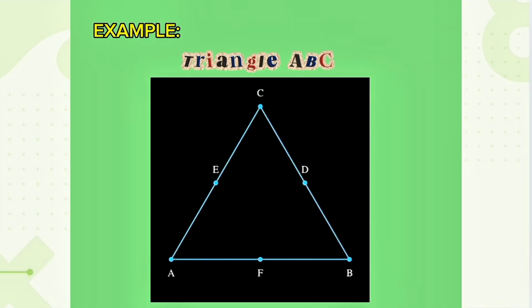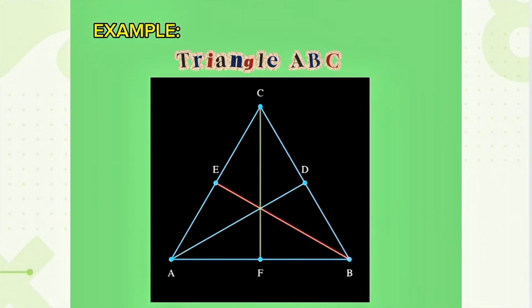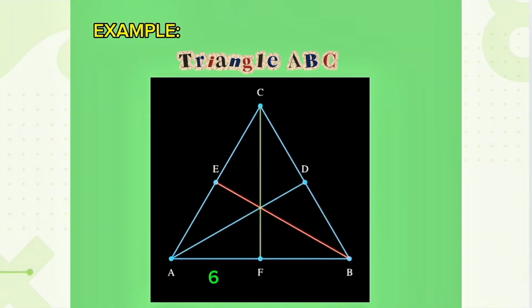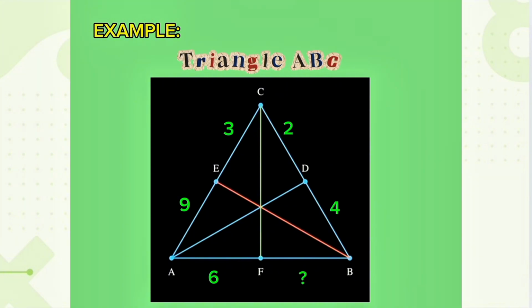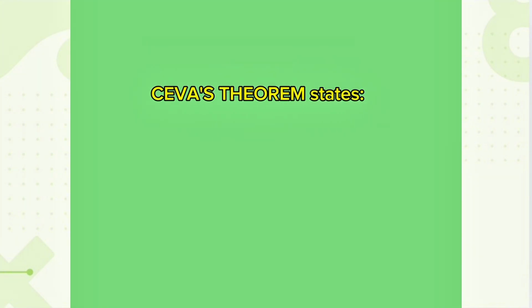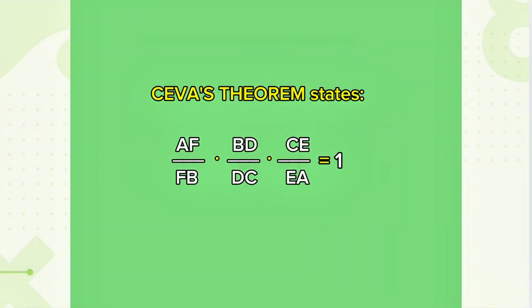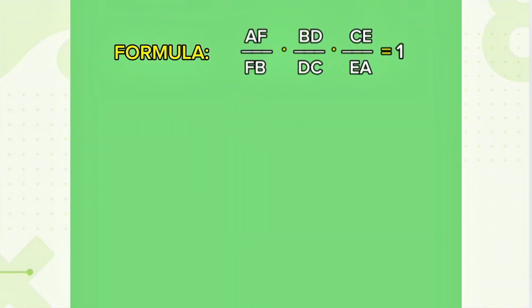For example, we have triangle ABC where points F, D, and E lie on sides AB, BC, and CA. The given segment lengths are AF is equal to 6, FB is unknown, BD is 4, DC is 2, CE is 3, EA is 9. Since the lines AD, BE, and CF meet at one point, we can use Ceva's theorem. So Ceva's theorem formula states that AF over FB times BD over DC times CA over EA is equal to 1. We can use this formula to help us find a missing segment when the other parts are known.